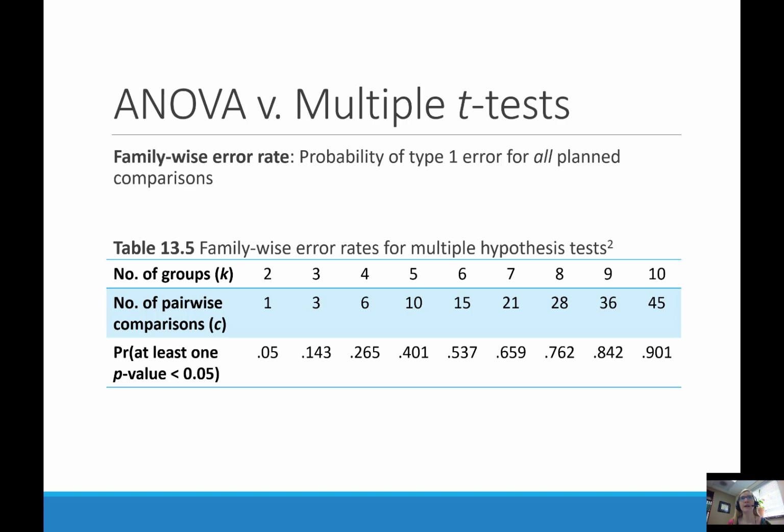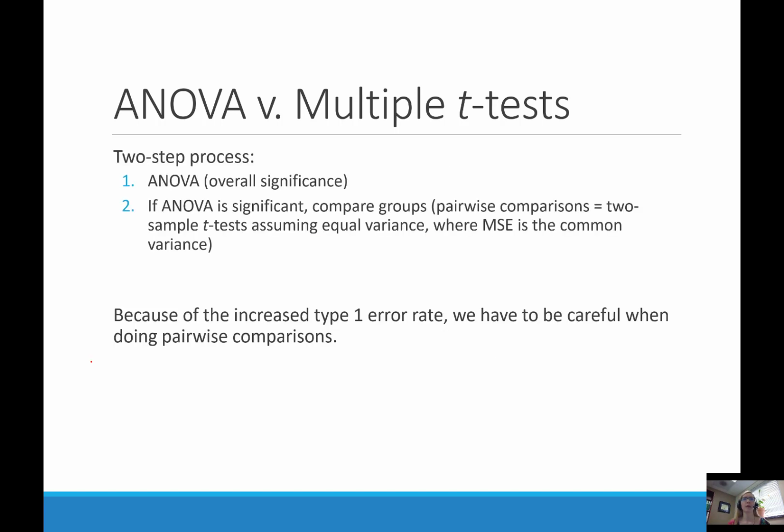The basic idea is that our significance level, the probability of type 1 error, should be for all planned comparisons, not for each planned comparison. As you can see, as the number of groups increases, the probability of type 1 error increases exponentially. Therefore, if our family-wise error rate is 0.05, the significance level for the overall test, or ANOVA, we need to do something before we can do multiple t-tests.